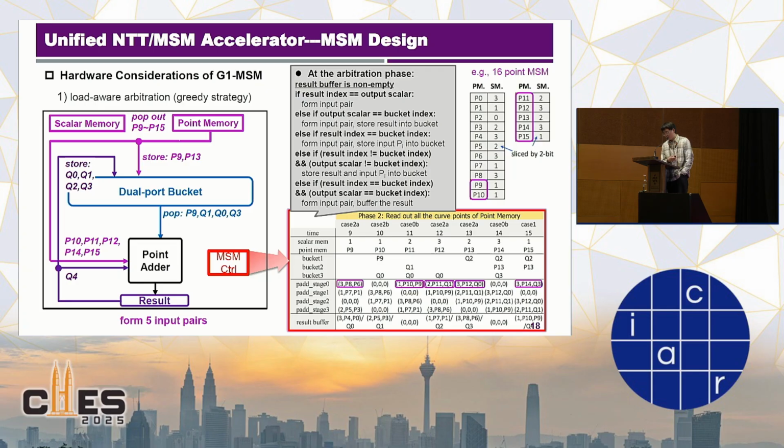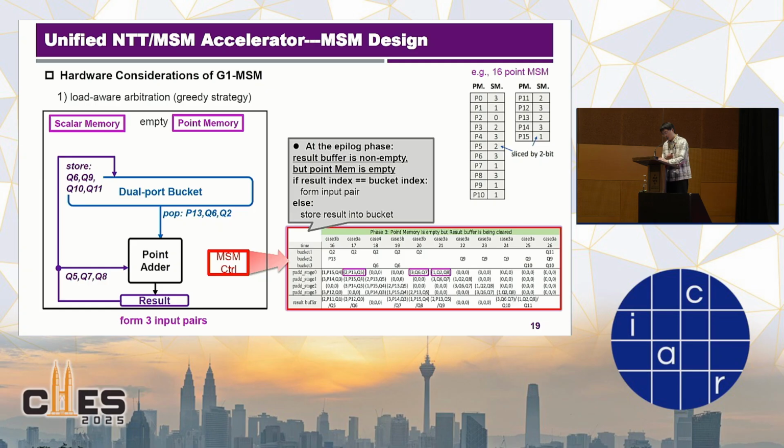Based on the relationship among the result index, output scanner, and bucket index, the arbitration scenario is divided into 5 cases. For example, if the result index is equal to the output scanner, the point addition result and the new input point are paired as the input. Otherwise, the new input either goes to the bucket or goes to the point adder, while the result may be buffered or may go to the bucket or go to the point adder. So in this way, we can form 5 input pairs.